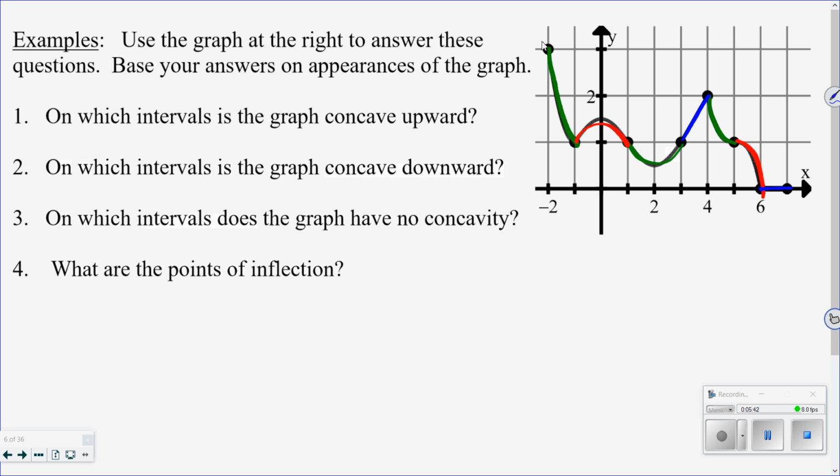Where are the points of inflection? If we use the definition of our book, we would not include this as a point of inflection, only because even though there's a change in concavity, the tangent line doesn't exist there because there's a sharp turn. So there would be one at (1, 1), and there'd be another one at (5, 1).